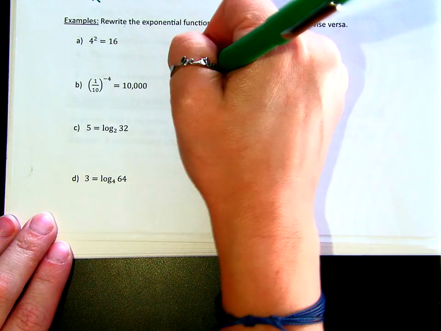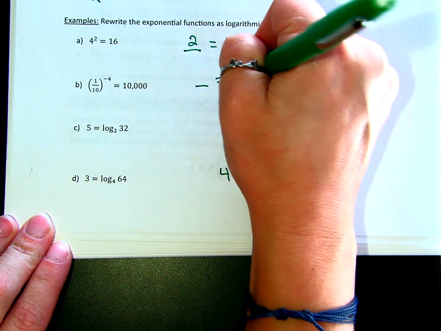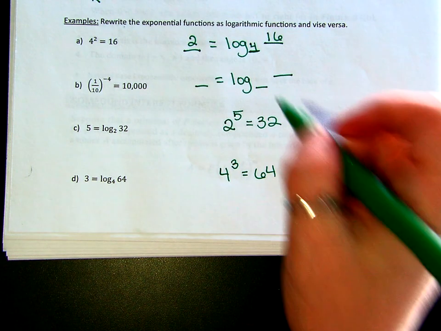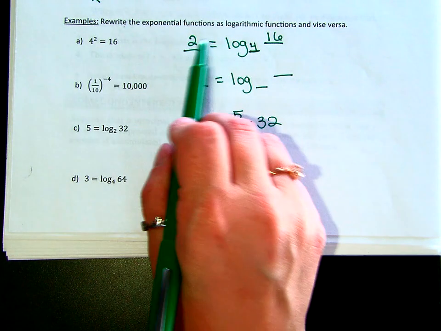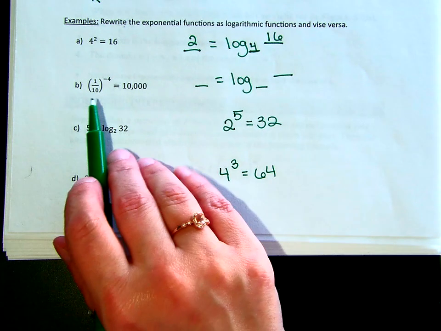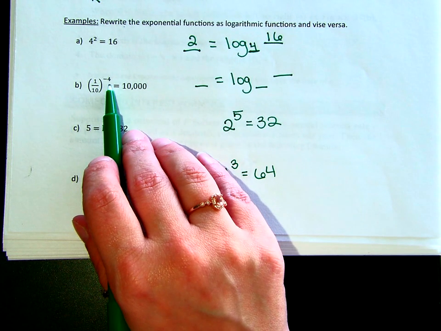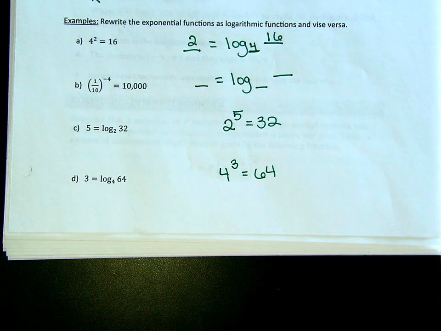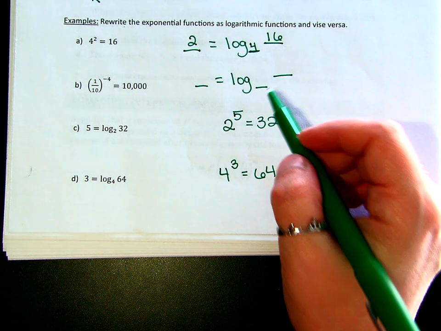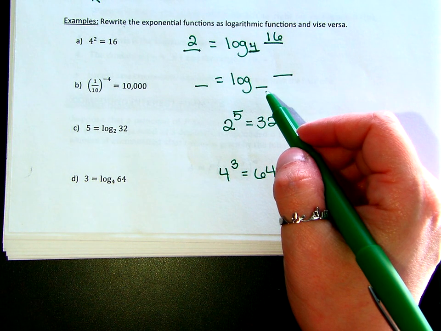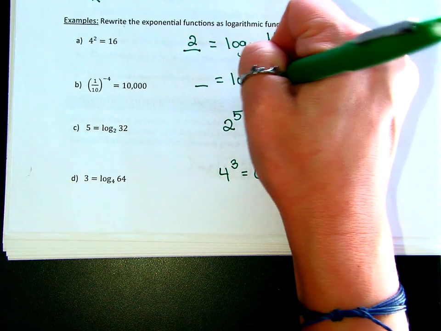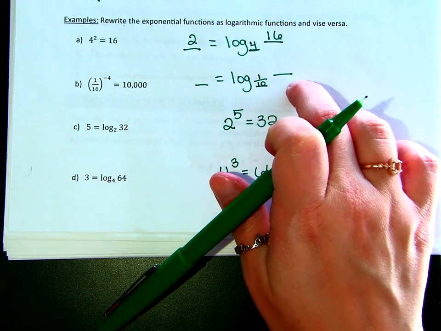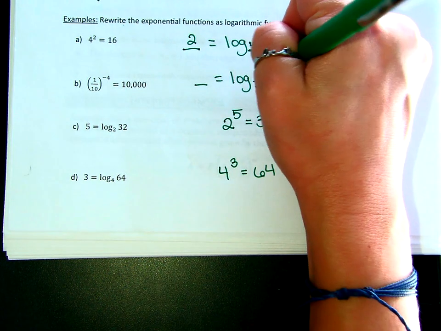So the base becomes the base, the answer became the exponent. So how would I write 1/10 to the negative 4 equals 10,000 in logarithmic form? Like, what is the base of my log? Yeah, because that's the base of my exponential. So log of 1/10 of what? 10,000 equals what? Negative 4. The base becomes the base. The answer becomes the exponent. What I was taking the log of became my new answer.